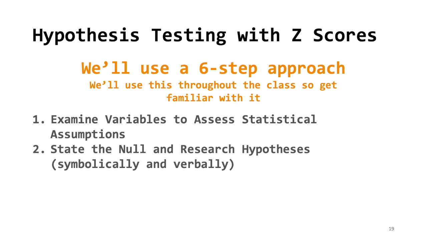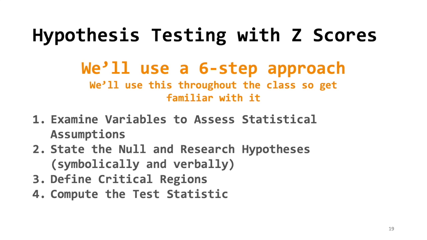Number 2 is state the null and research hypotheses, both symbolically and verbally. We'll talk about what that means, but we want to be very clear about what the null and research hypotheses are in reference to our study. Third one is define critical regions. Basically, where are we going to reject the null and where are we not going to reject the null. And then after all that, we actually compute the test statistic.